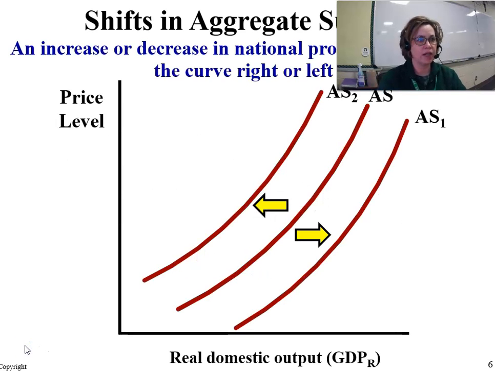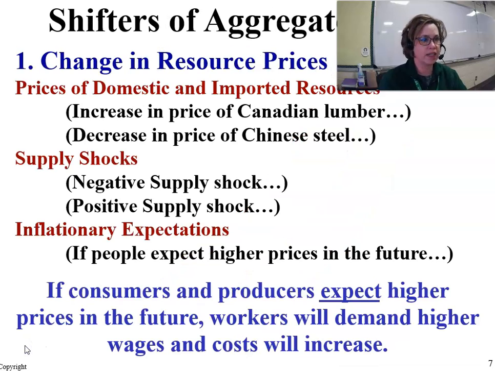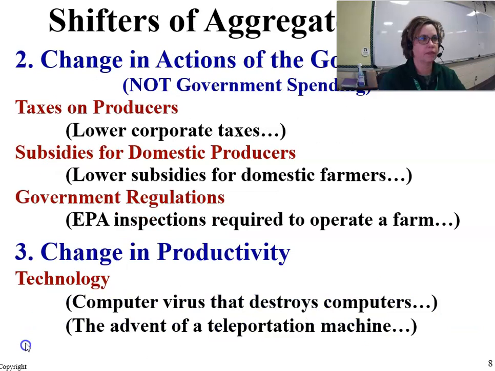Either an increase or a decrease in national production can shift the supply curve to the right or to the left. A change in resource prices, so the price of domestic and imported resources. You can have supply shocks or inflationary expectations. If consumers and producers expect higher prices in the future, workers are going to demand higher wages and costs will go up for a firm.